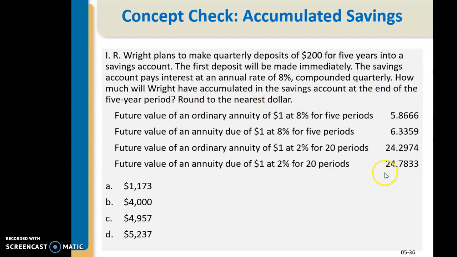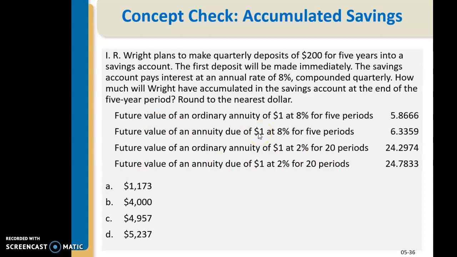These factors that they're giving you are correct. We do need to figure out a few things. First of all, the deposit will be made immediately. So this is a future value of an annuity due problem. Future value of an annuity due is either this one or this one. Now let's think about it for a few minutes.